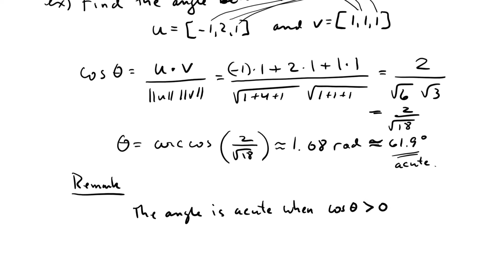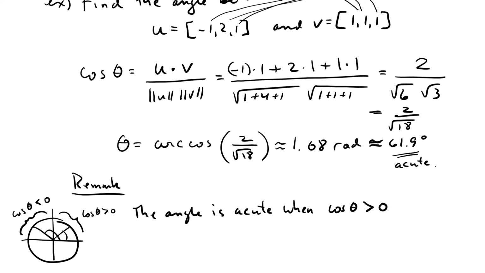Remember, if you have the trig circle, those are acute angles and those are obtuse angles. And over here in this quadrant, cos of theta is positive. In this quadrant, cos of theta is negative because the cosine is the x coordinate of the point. Okay, so it's going to be acute when the cos of theta is positive.